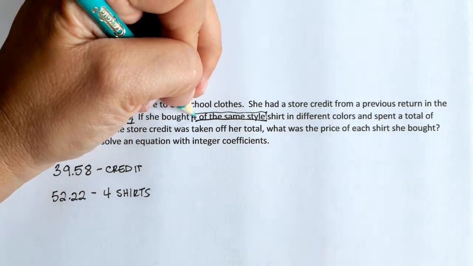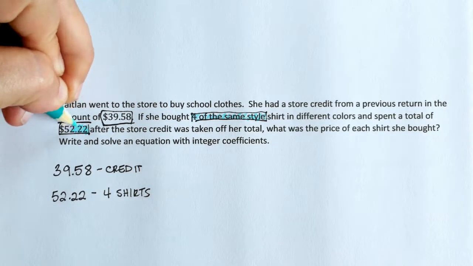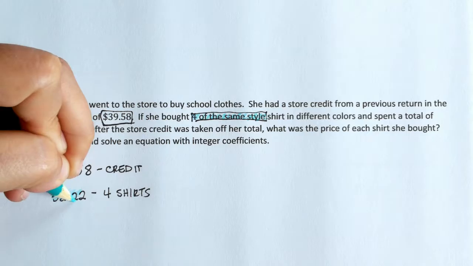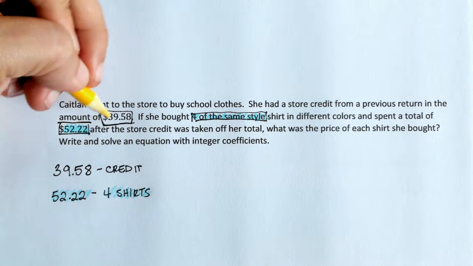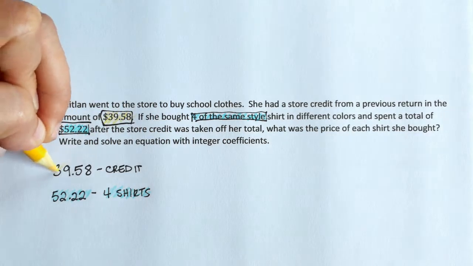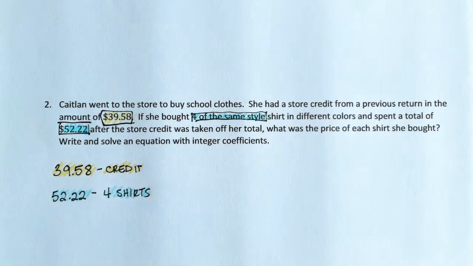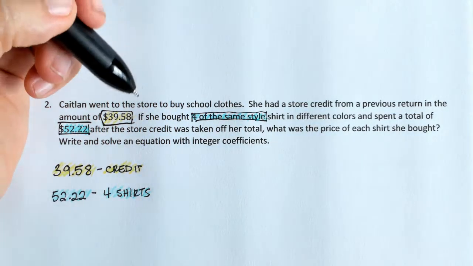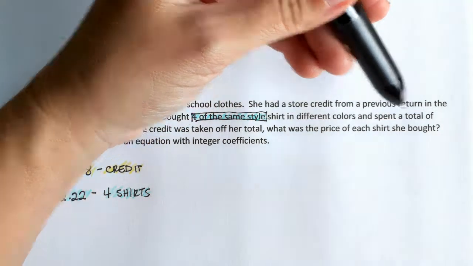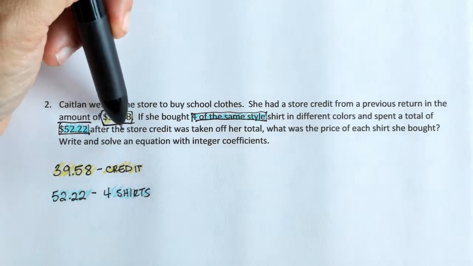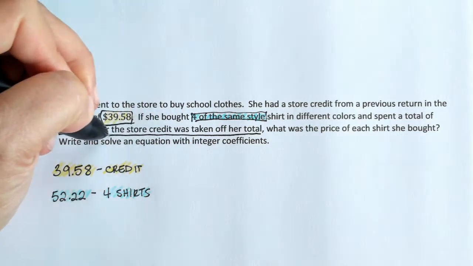Just thinking about being able to see this a little bit better. $52.22, that's the 4 shirts. And that she has a store credit of $39.58. So just making some notes. A lot of times you've got a lot of information going on, and it's best to pull out that information and then work from a list of information. The shirts are in different colors and she spent a total of $52.22 after the store credit was taken off her total. So that is important right there. So we need to think about that.